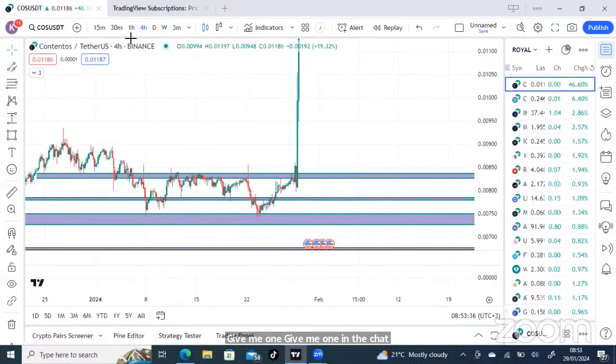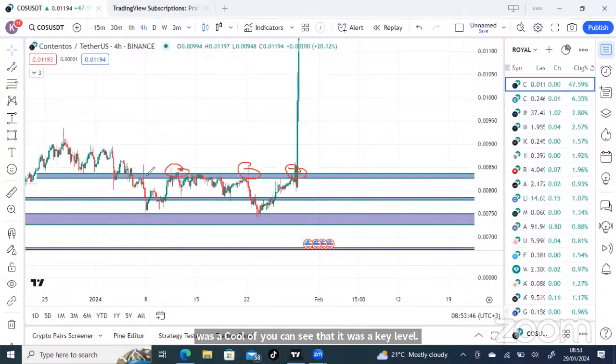Give me one in the chat. Who of you can see that this was a key level? How many of you can see that this was a key level? Give me a 4 if you can see.